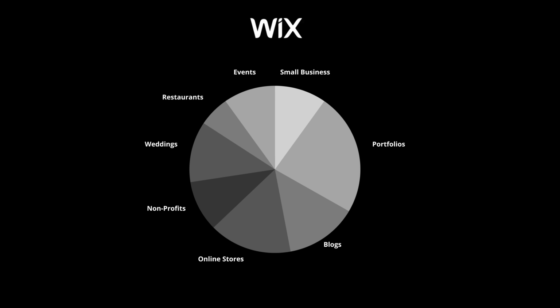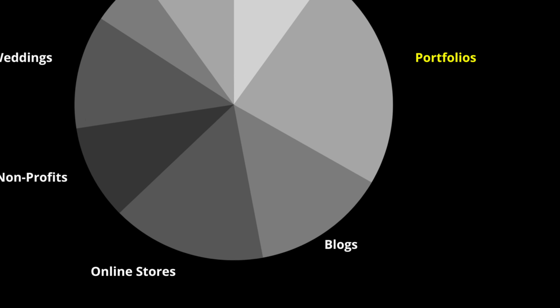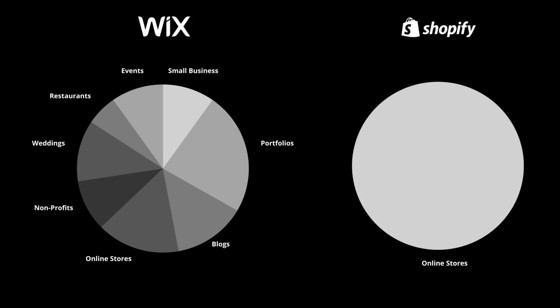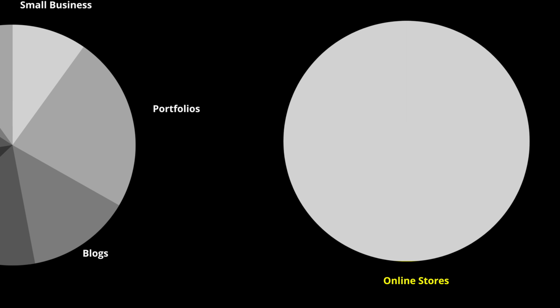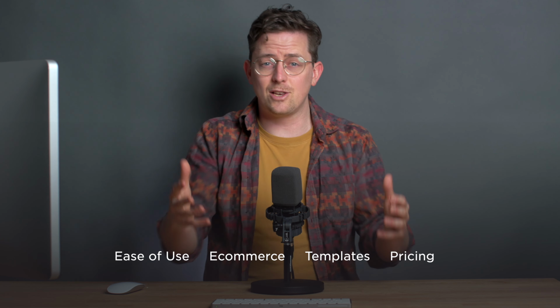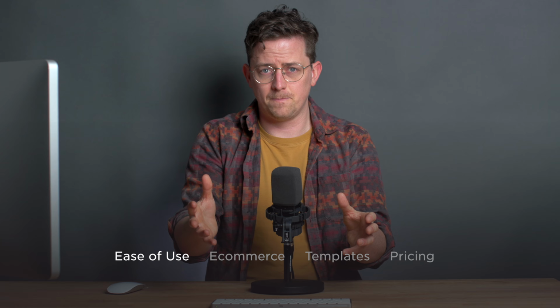Wix is for all kinds of websites: small businesses, blogs, weddings, portfolios, online stores, and more. Shopify, on the other hand, is only for one type of website: online stores. In this video, I'll show you how this fundamental difference comes through in ease of use, e-commerce, templates, and pricing. By the end, you'll know exactly which one is for you. Let's start with ease of use.